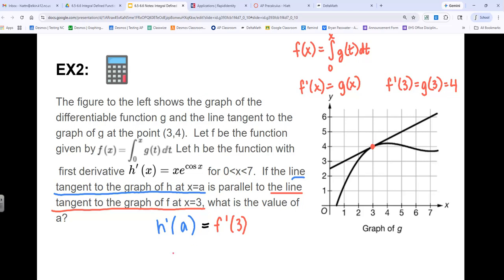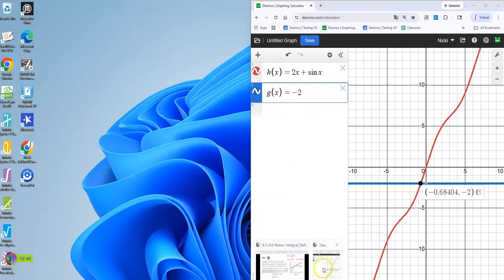So we get 4. So we are looking for where h prime of x, which is x e to the cosine x, equals 4. And this is where you have to have the calculator. I'm not aware of how to solve this one either without a calculator.